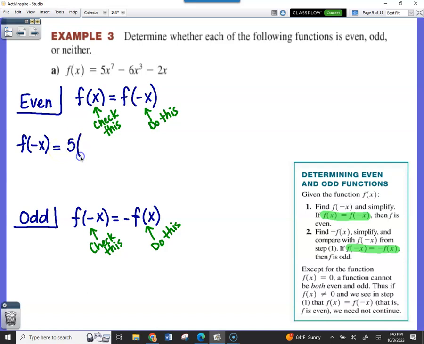It looks like 5 parentheses negative x to the 7th minus 6 parentheses negative x cubed minus 2x. Now I'm going to clean it up using what we talked about two slides ago. If it's negative raised to an odd power, it comes out what? Negative, correct? If it's negative raised to an even power, it comes out what? Positive.